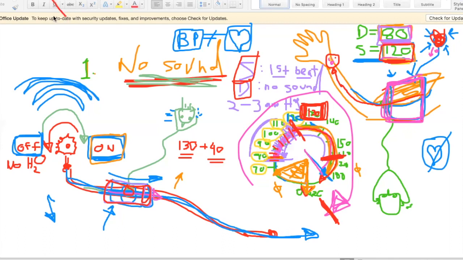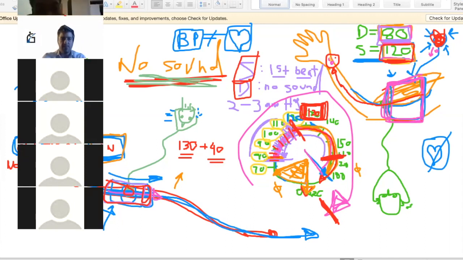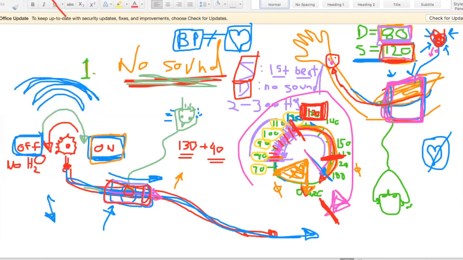Does anybody have any questions about anything like that? Has anybody taken a blood pressure before? And does this stuff sound reasonable? Is this congruent with what you've done in the past? Anybody at all? I have. Right, and is this reasonable for you? Yeah, it is. All right, is there anybody that has any questions at all?